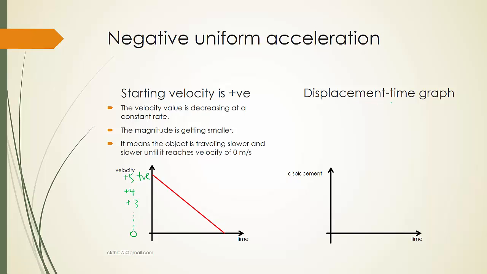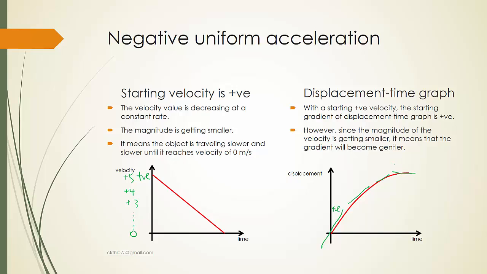The corresponding displacement time graph would be this pattern. Again, it is a flip of one of the earlier cases. With a starting positive velocity, you have a positive gradient. But you find that the positive value becomes smaller and smaller, so the slope becomes more and more gentle until it reaches a high point, which corresponds to here.